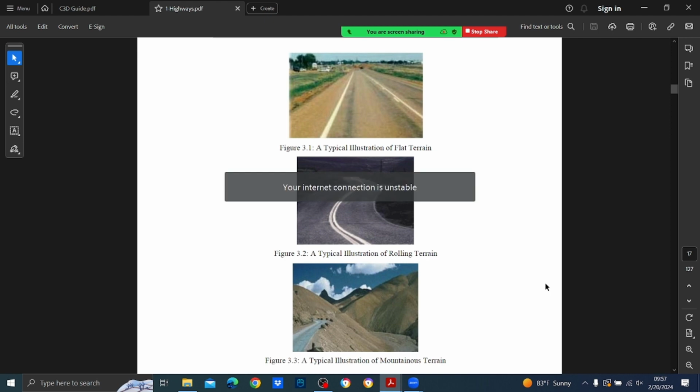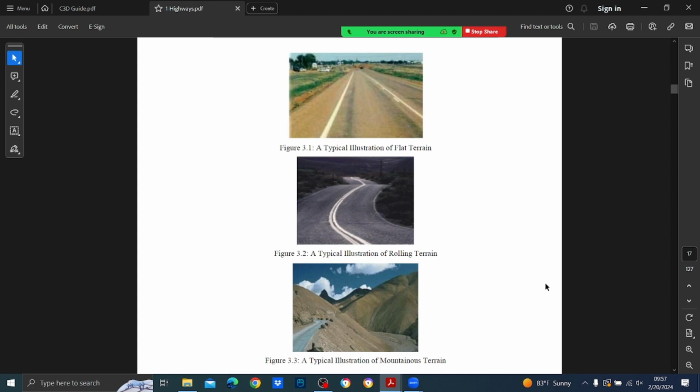Now, a flat terrain has some threshold gradients. Say it's some 4% or 6%. That depends upon the design standards that you are using. So AASHTO is telling something, and Indian Road Congress is telling something, and we in Sri Lanka say something, a mix of all.